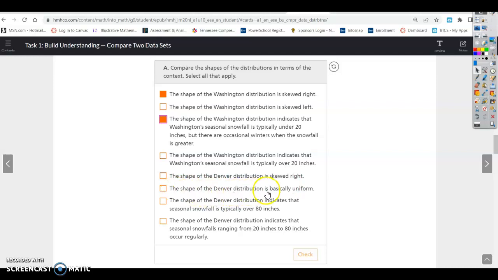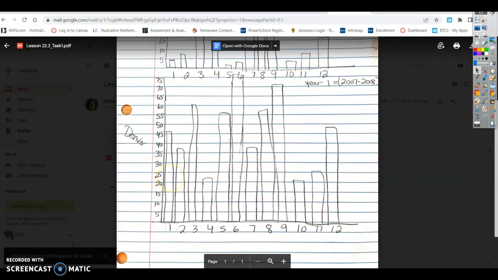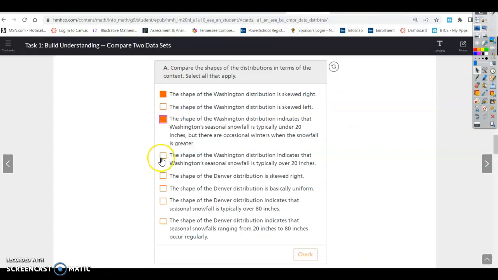The shape of Denver's distribution is basically uniform. Alright, so the graph for Denver is kind of up, down, but it is kind of uniform. It doesn't look skewed to the left or the right. So I believe this one is a correct answer because it is pretty uniform. And the shape of Denver distribution indicates that it is typically over 80 inches. It's not typically over 80.